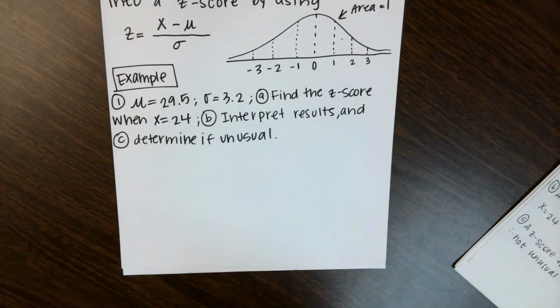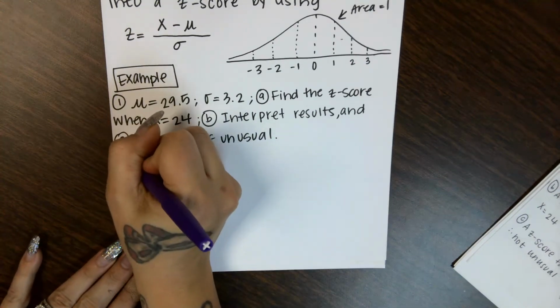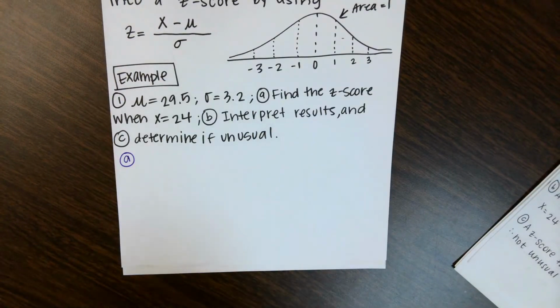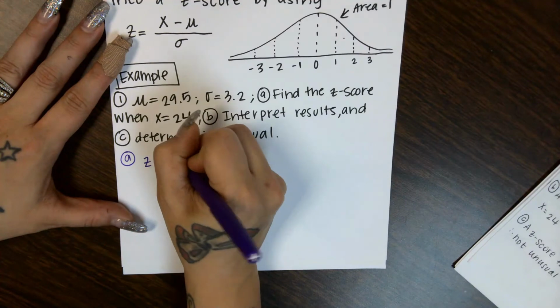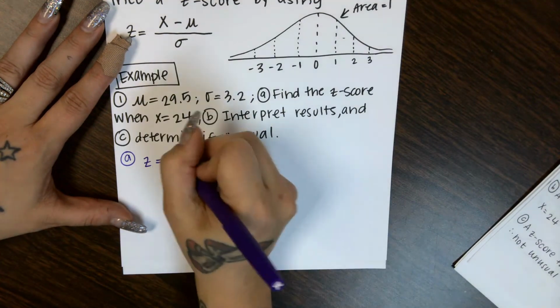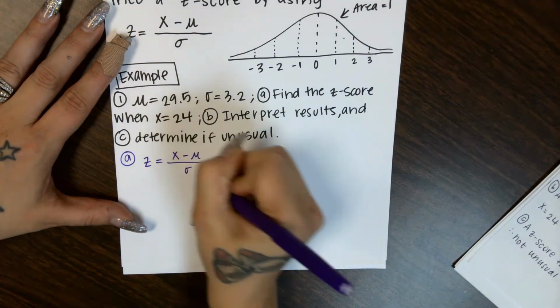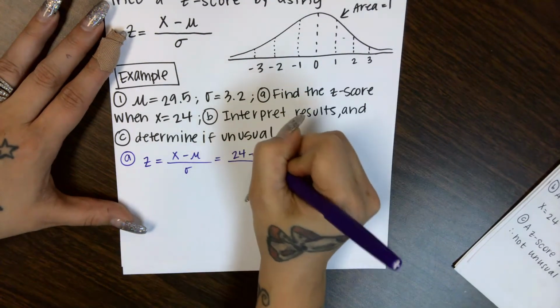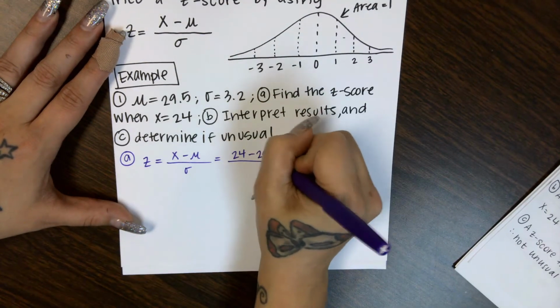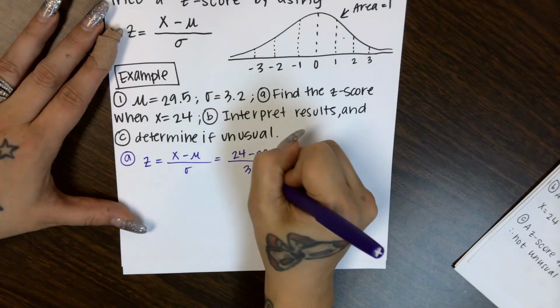I'm going to switch to purple just to break up the monotony. For A, find the z-score when x equals 24. I find the z-score by taking my x, subtracting the mean, and dividing by the standard deviation. My x is 24. I subtract 29.5, and I divide by 3.2.